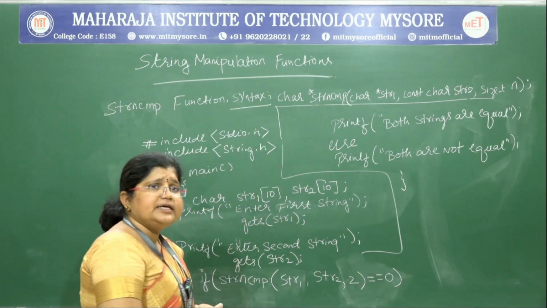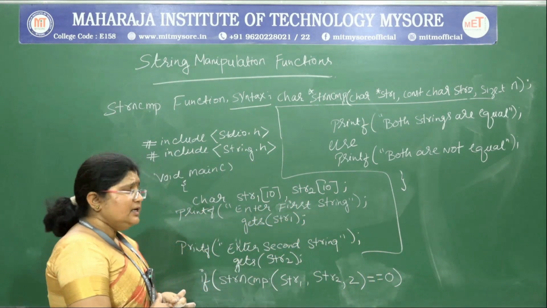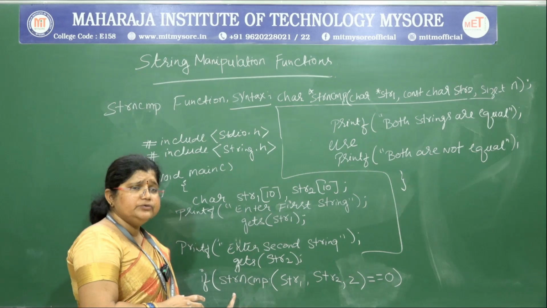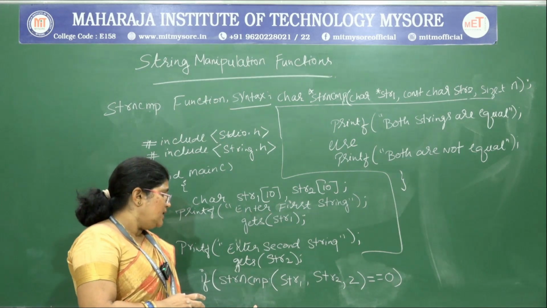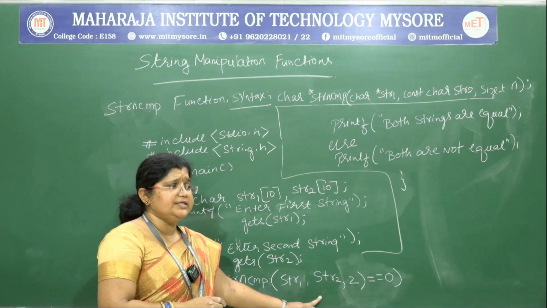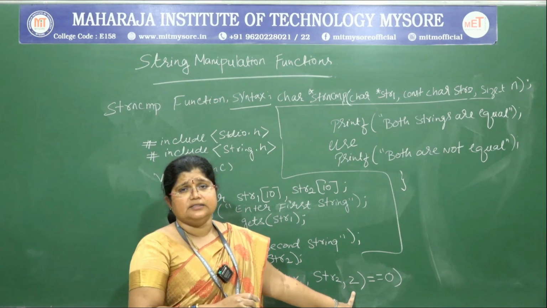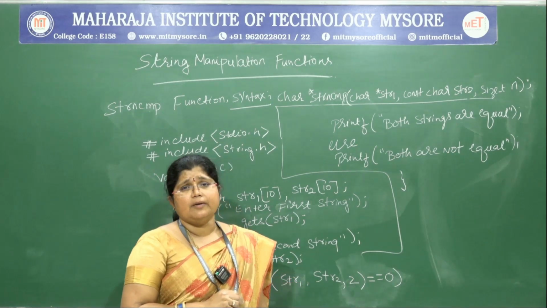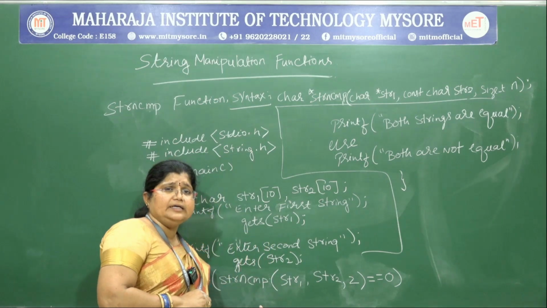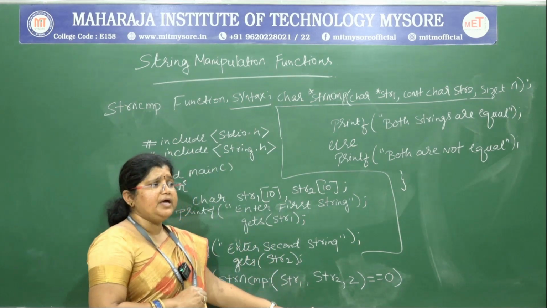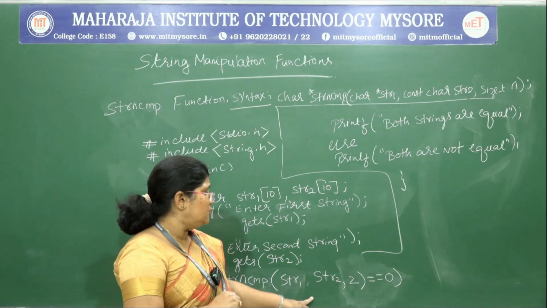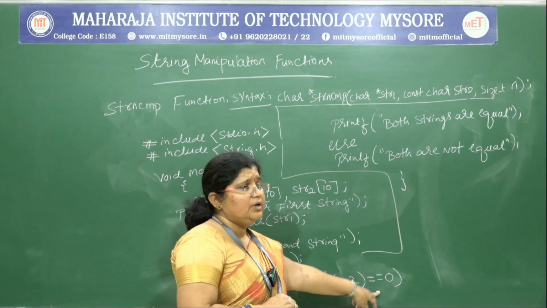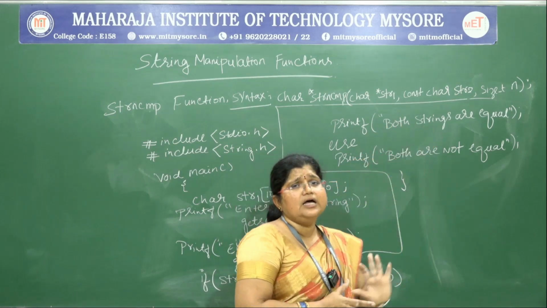Now let us look at this example. It is the same example, but instead of strcmp we are using strncmp, passing the parameters str1, str2 and the number of characters, the first n bytes, which is 2. So here the first 2 characters of string 1 are compared with the first 2 characters of string 2. If both are equal, then the result is 0, and we display that both the strings are equal.